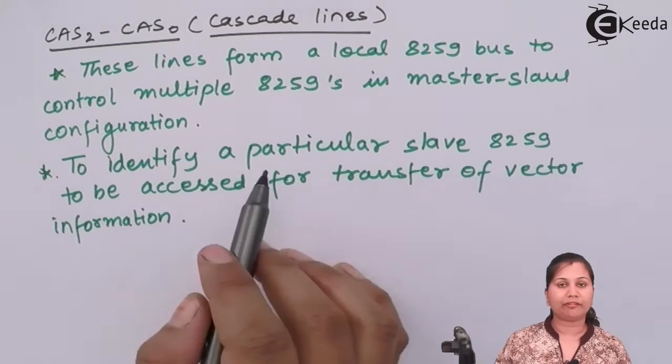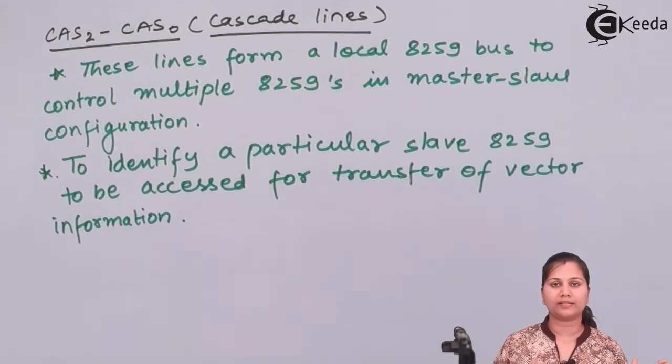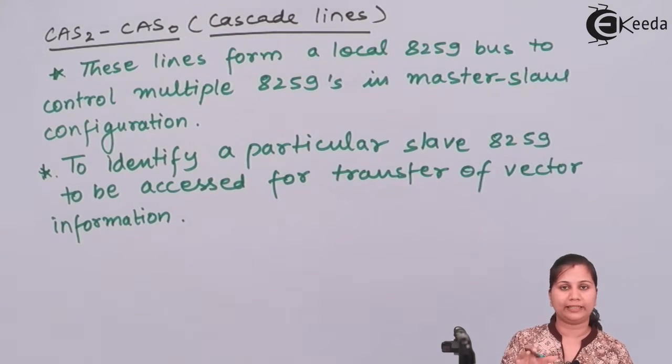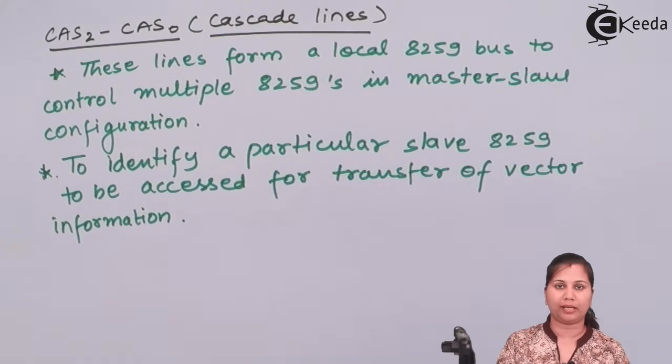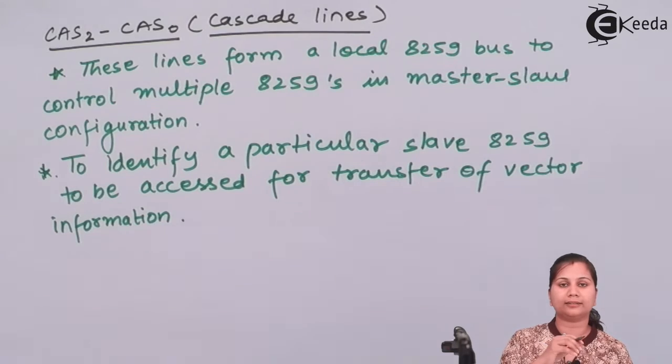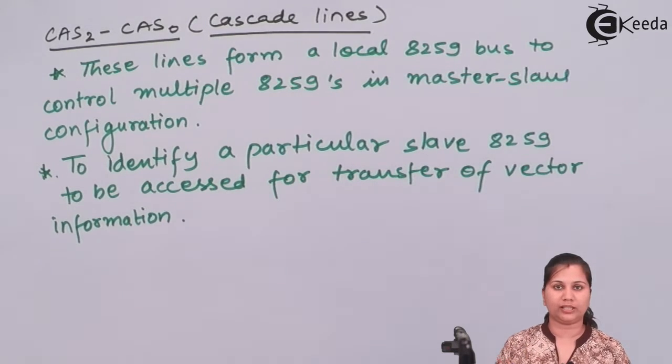Now, to identify a particular slave, because when we are connecting 8259 ICs, one will be the master and the other will be the slave. So to identify any of the slaves out of the 8 slaves, these lines are also used to access or to identify the slaves and to access the transfer of the vector information. That is the address where the service routine is written.